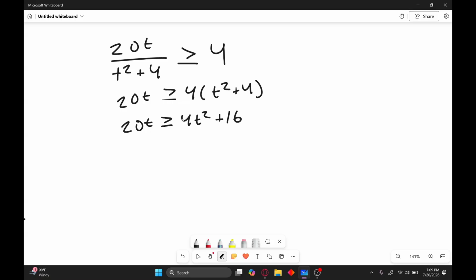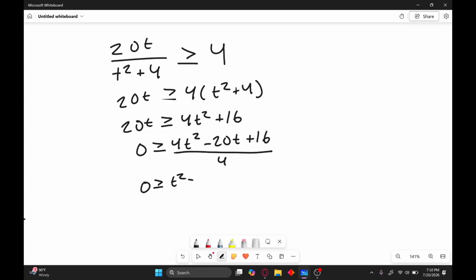And now we want to make this a quadratic. So we're going to move the left side to the right side to set this equal to 0. So 0 is greater than or equal to 4t squared minus 20t plus 16. Now we could divide all of this by 4 to make it a little simpler. And that would give us t squared minus 5t plus 4.